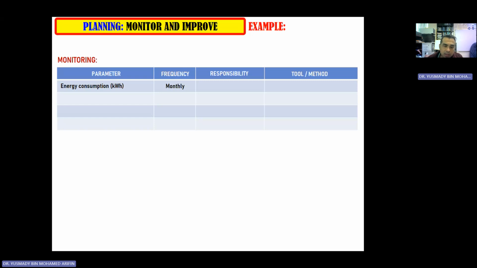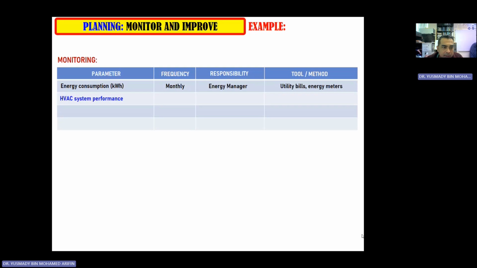We need to check the energy consumption month by month. So for every month, we need to check the energy consumption. Who is responsible to make sure this process occurs is the energy manager. And the tool that we use to monitor the energy consumption is by checking the utility bills and also the energy meters.